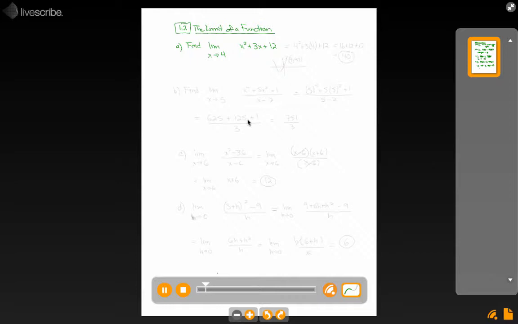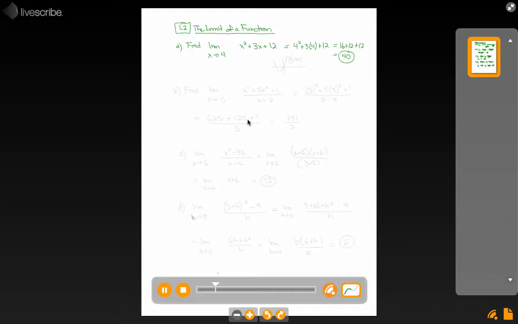But the fact is that this function, if I were to think of it as a graph, is continuous and defined everywhere. So it's perfectly fine in a case like this just to put in 4 here and say, well, what does 4 squared plus 3 times 4 plus 12 equal? And so you have 16 plus 12 plus 12, which equals an answer of 40.